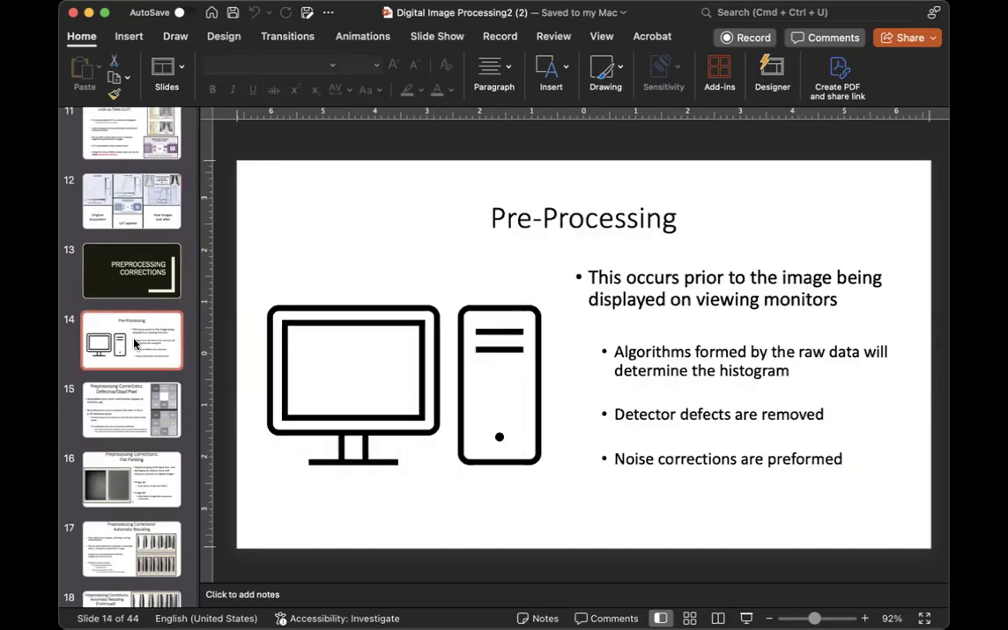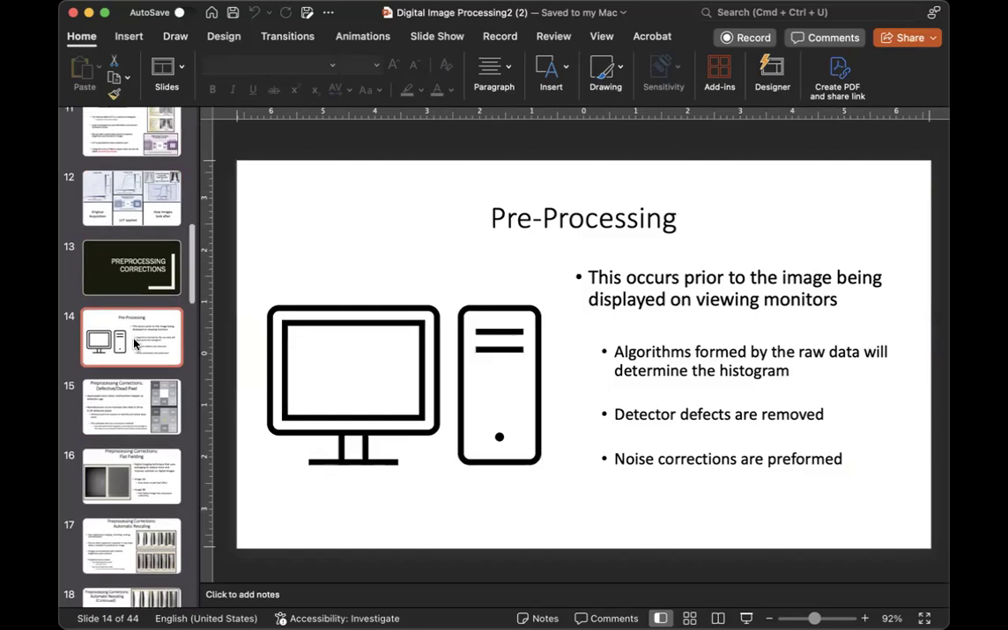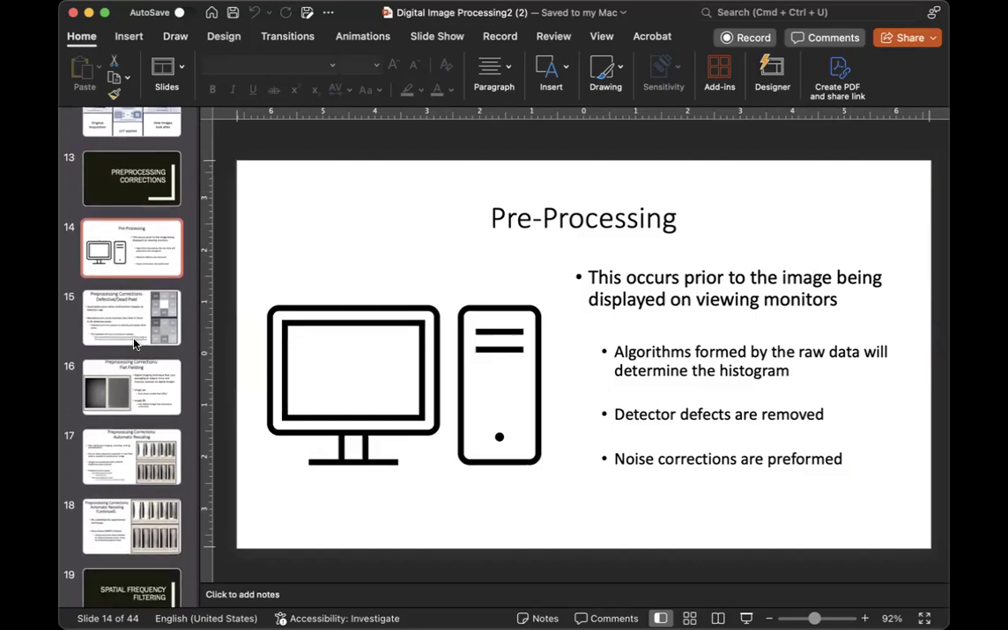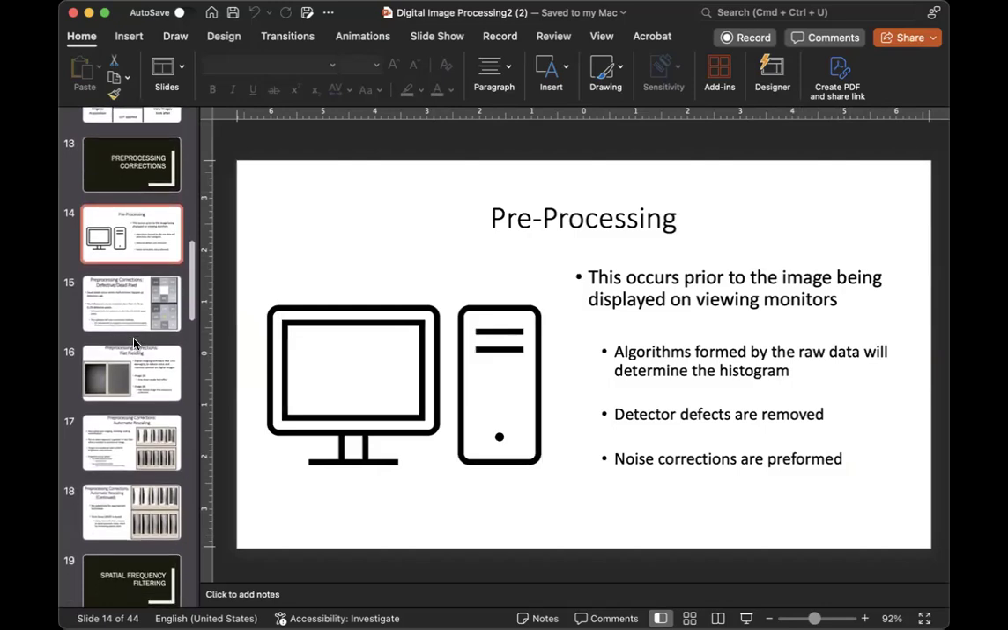Now, pre-processing. Pre-processing, again, is the stuff that occurs that we don't see. It happens in the computer before we see it on our image. Basically, those algorithms are formed, raw data is determined from that histogram, and then certain things happen. Detector defects are removed, noise corrections applied.